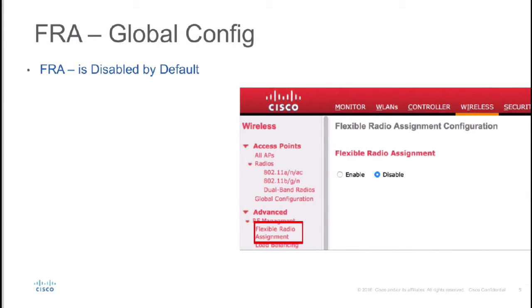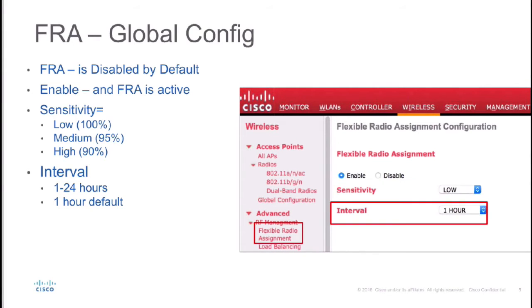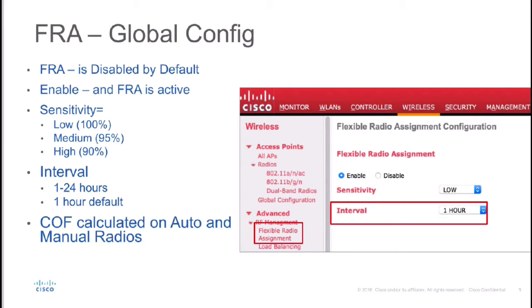All right, go ahead. This is a build-out slide too, but you might want to just skip to this last slide if you're not doing the builds. This is showing flexible radio assignment at the controller on the GUI. First enabled, sensitivity by default is low. We're saying make that high and leave the interval at 1 hour.